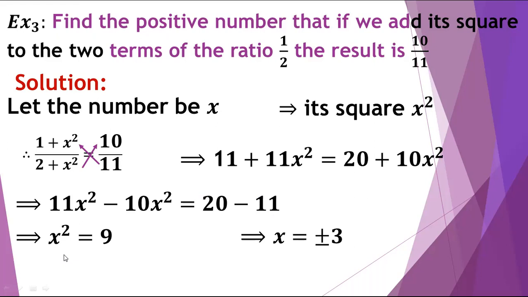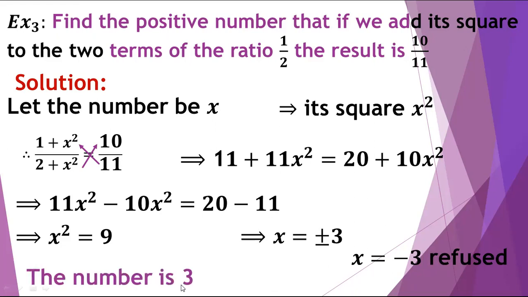x equal negative 3 is refused because we need a positive number. We don't need a negative number. That means x equal negative 3 is refused. So we need to take x equal positive 3, and this is the positive number that if we add its square to the two terms of the ratio 1 over 2, the result is going to be 10 over 11.